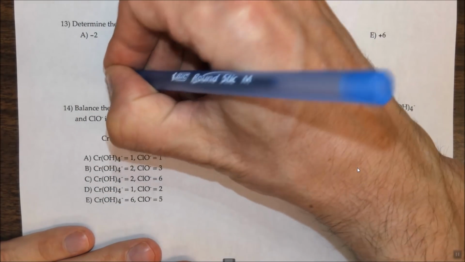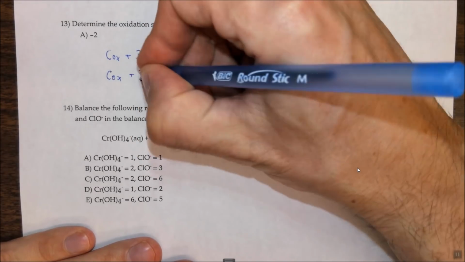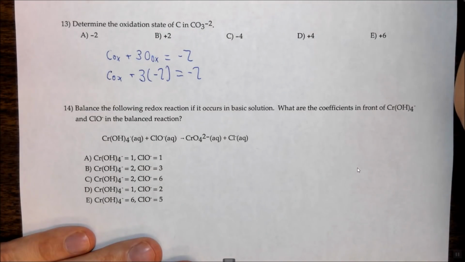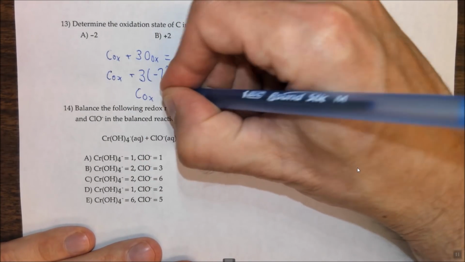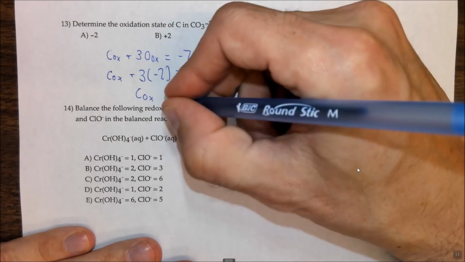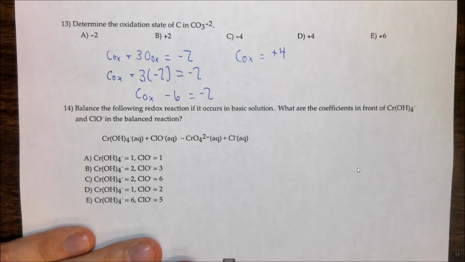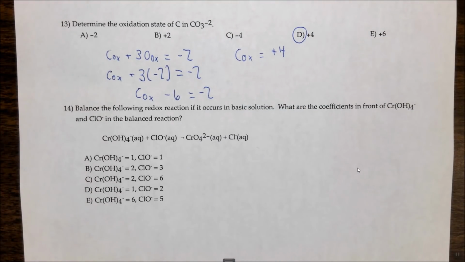So the oxidation state of carbon plus 3 times negative 2, the oxidation state of oxygen, equals negative 2. Carbon's oxidation state minus 6 equals negative 2. Add 6, add 6. Carbon's oxidation state equals plus 4. So this is how you can solve for the oxidation state of carbon in carbonate. Note that the oxidation state of carbon is not always plus 4. Try carbon monoxide, for example, CO, and you'll find that it's not exactly plus 4.